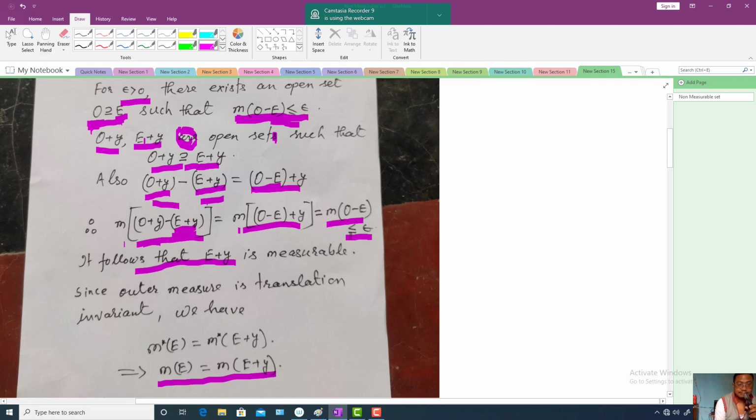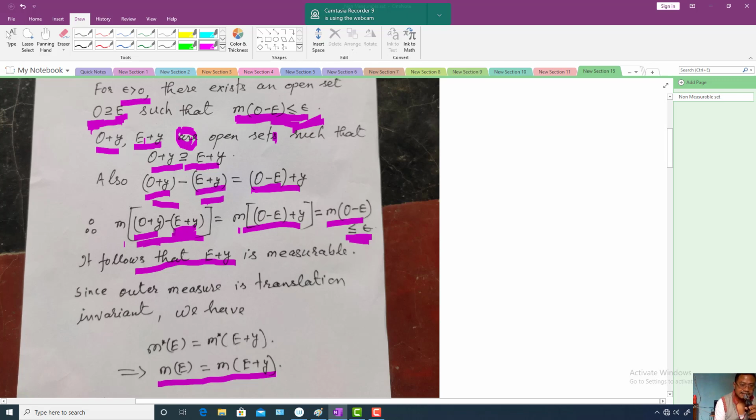M of the difference set E is less than epsilon. From here it is less than or equal to epsilon. So let us just forget about this. Let us just see the first one and the last one. What does it say? We are able to find an open set O plus y containing E plus y such that the measure of this difference set is less than or equal to epsilon. This is true for any given epsilon.